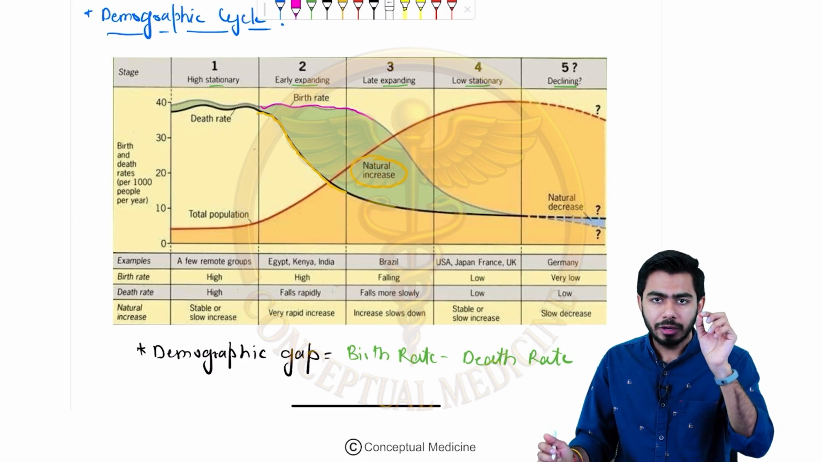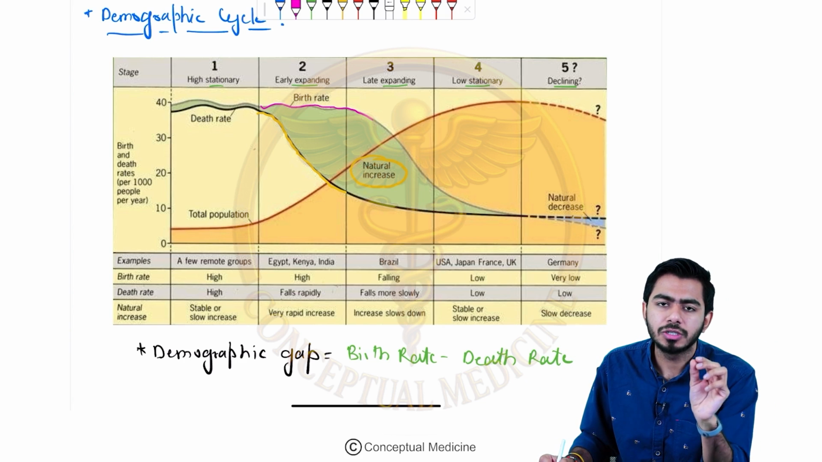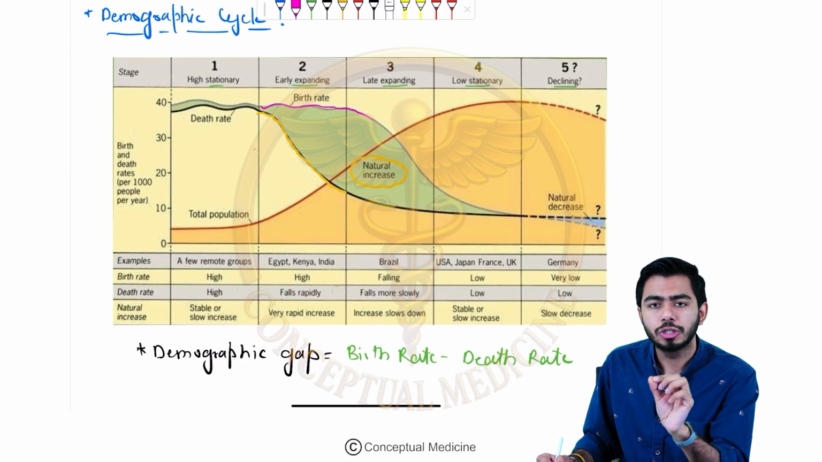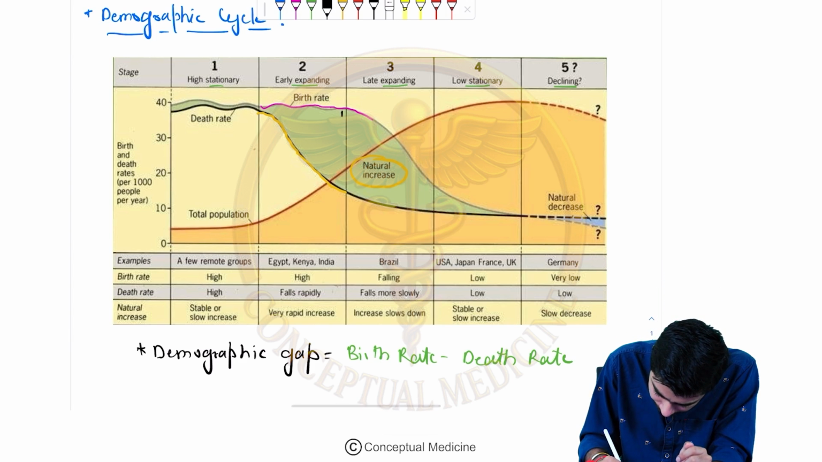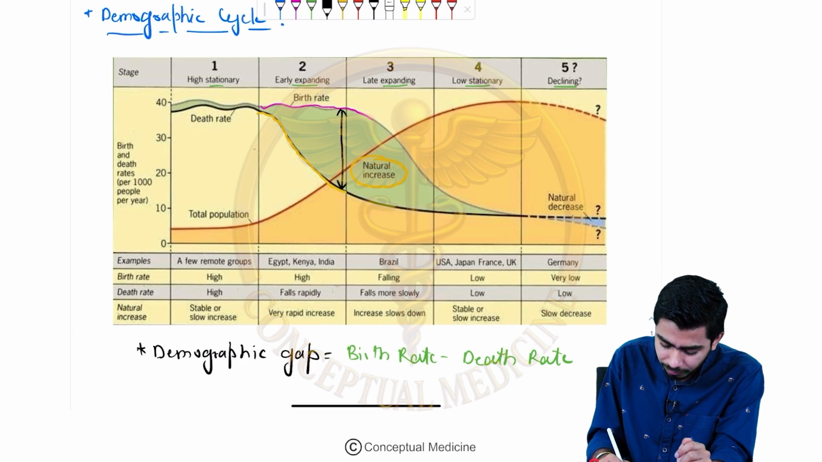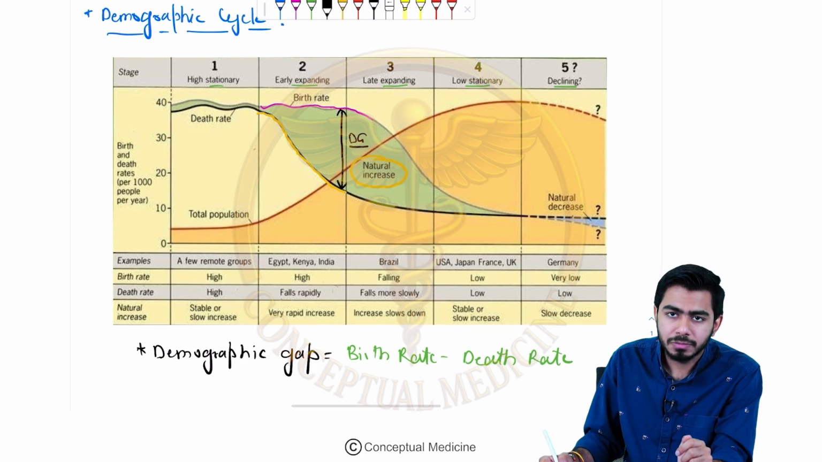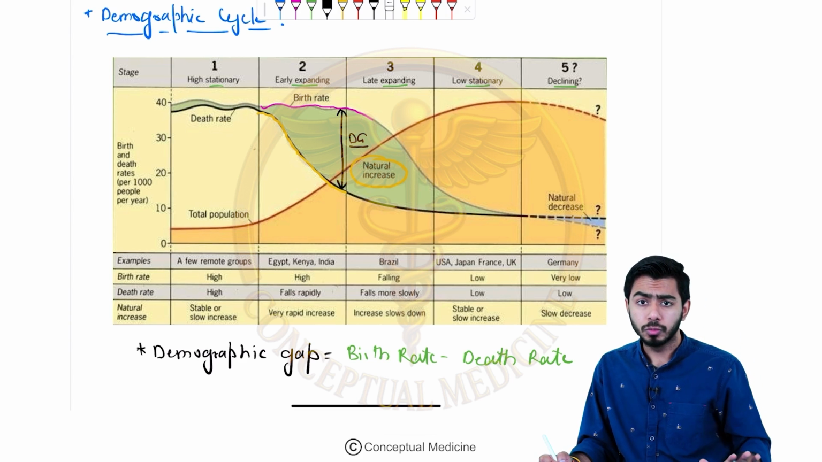So if you talk about it, the demographic gap is maximum in which stage? Demographic gap is maximum in the late part of stage 2, right? So I can see the demographic gap is maximum in the late part of stage 2. This is the demographic gap, DG. The demographic gap is maximum in the late part of stage 2.